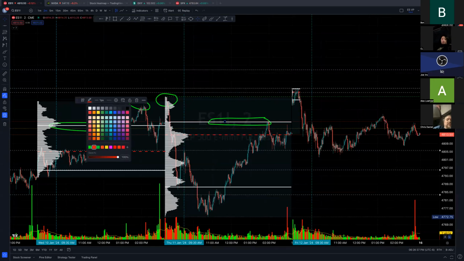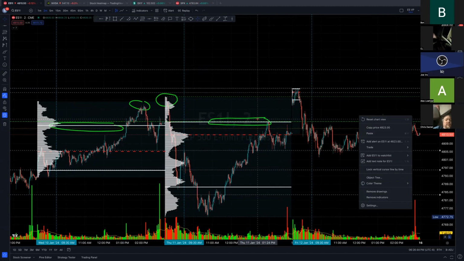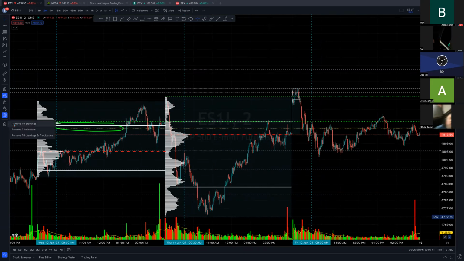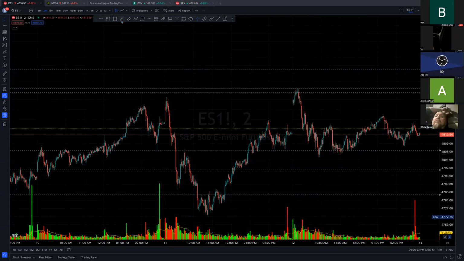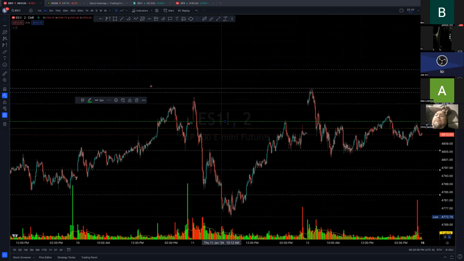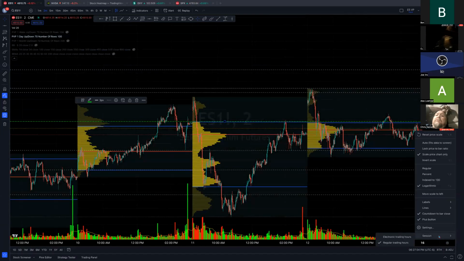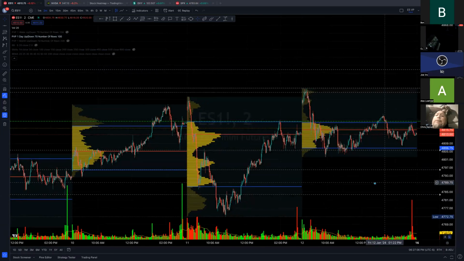It's hard to see. Let's make it green and make it 3-point. That should be better. Let's delete these drawings. Actually, let me delete all drawings. Remove drawings. Let's draw the line again. Okay. Now let's go into using our volume profiles. Regular trading hours, that should work.